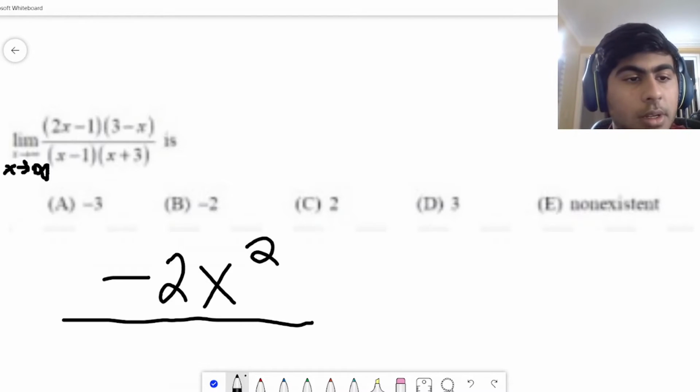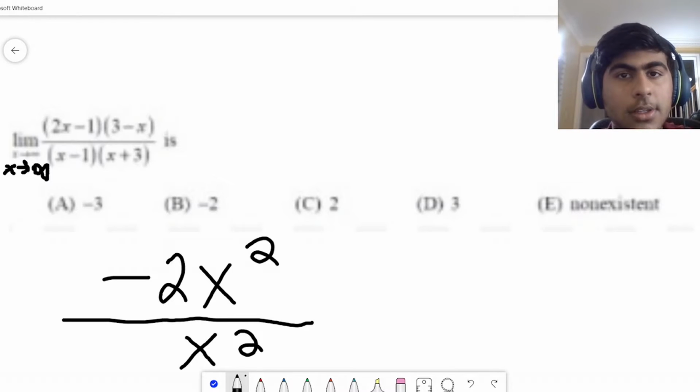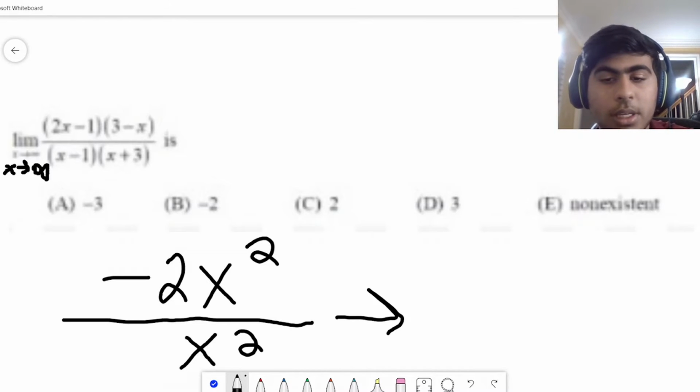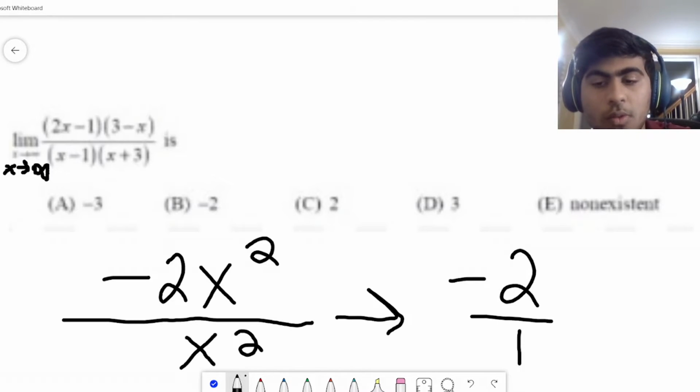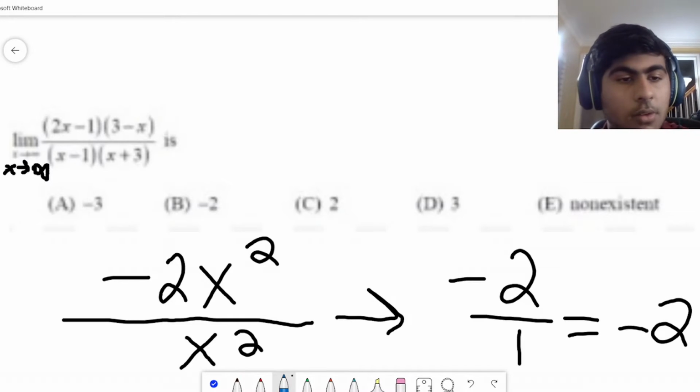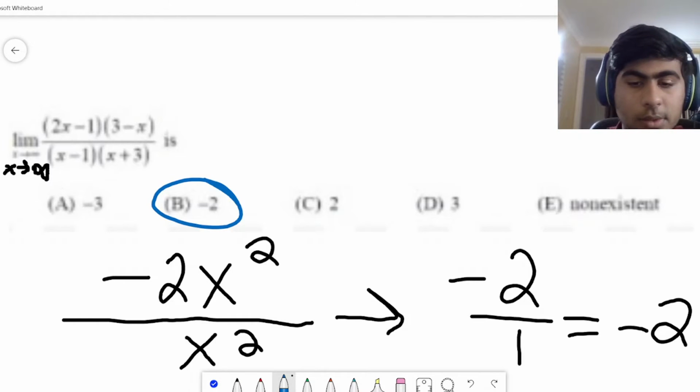Now looking at the bottom, in the first polynomial, the highest degree is 1. Second one, the highest degree is 1. So we multiply those two together, and we get x squared. Since these are the same degree, we find the limit at infinity by dividing the coefficients. So this will just end up being minus 2 over 1, or minus 2. Therefore, our answer here is B, minus 2.